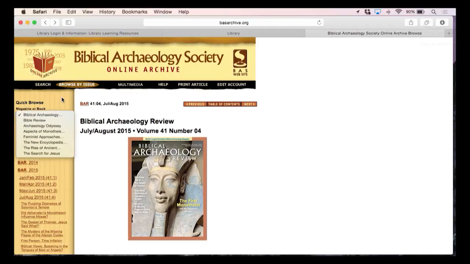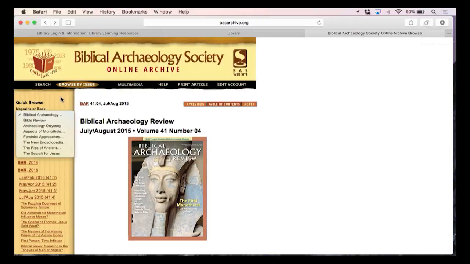If you've ever seen the National Geographic magazine, the Biblical Archaeology Review is a lot like that. And it is filled with pictures, filled with information, filled with data about other cultures, but it is not like National Geographic in that it goes all over the world. It only goes to those areas of the world that have something to do with Christianity, Judaism, or the lands of the Bible.